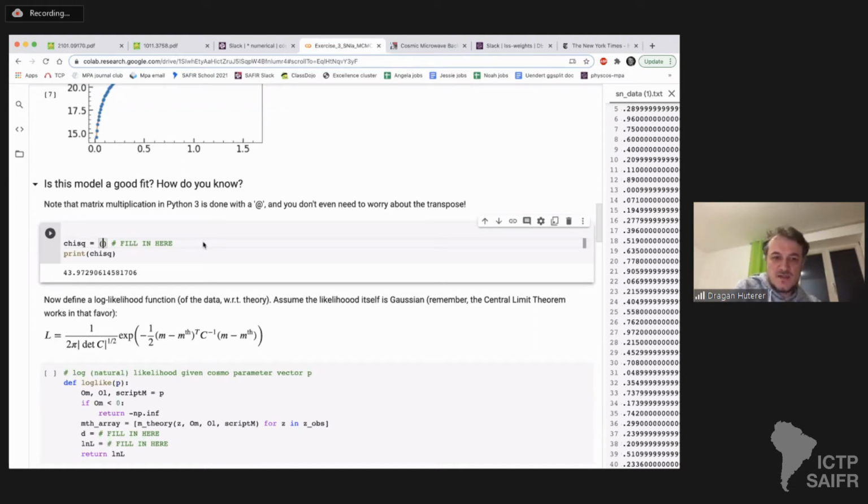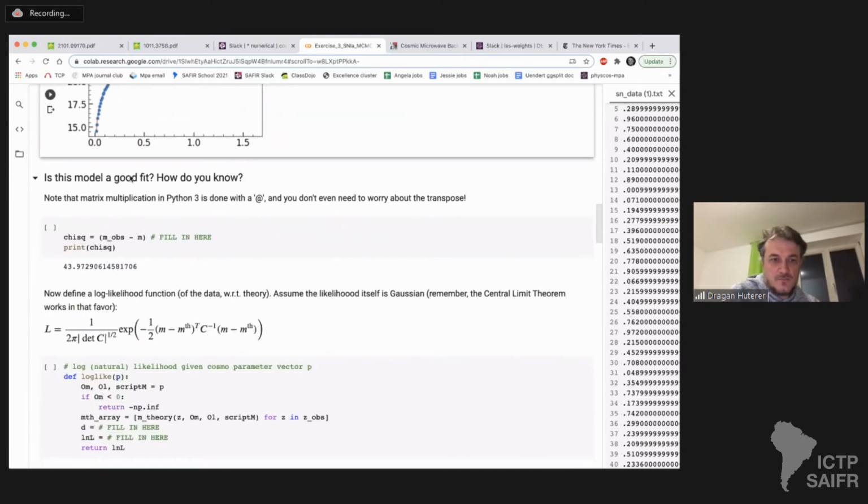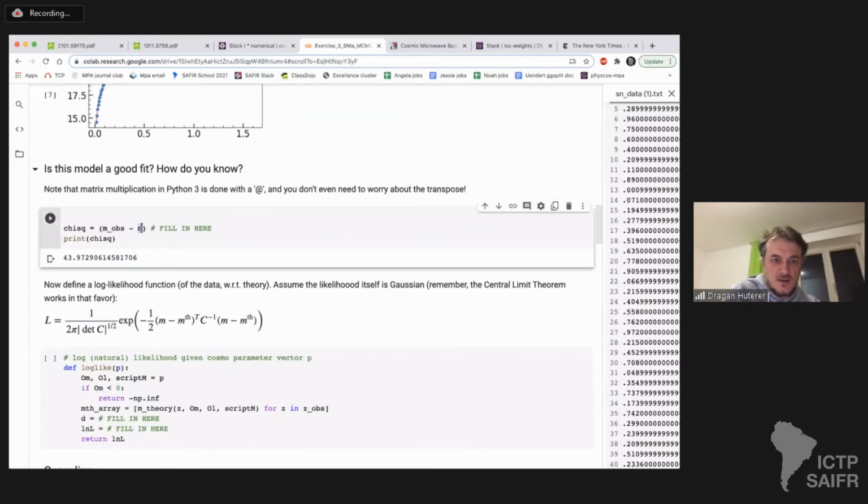My M obs is my vector of observations, minus the theory, and it's called M theory array. It has a weird name. It's creating an array for every redshift Z and Z obs, creating a value of M theory. So it's doing minus that thing. Okay, so that's the vector. I should have that transposed, but it just happens that I'm in Python 3, so I don't need to do .T. Miraculously this works.